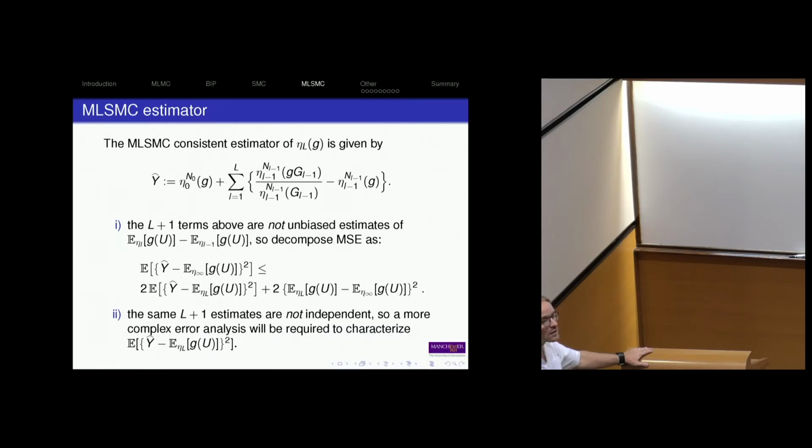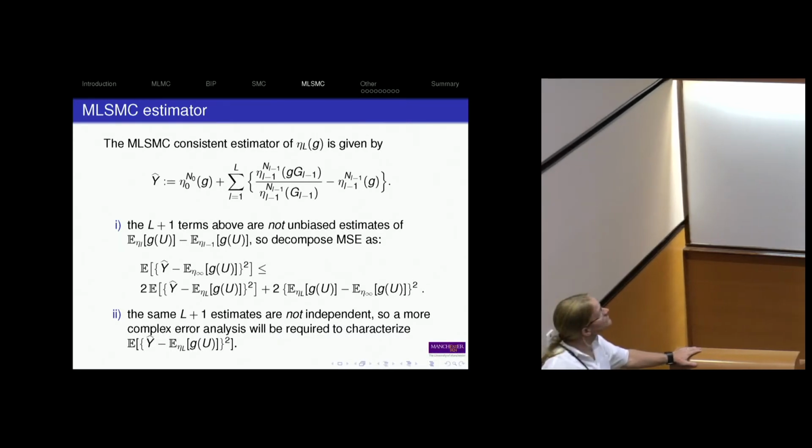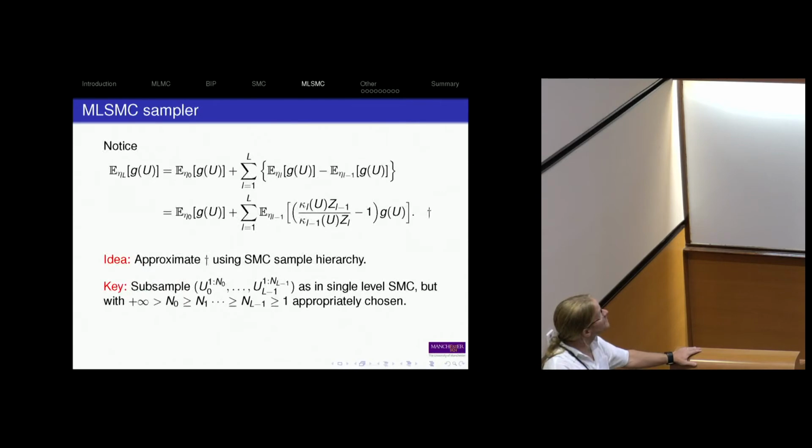What's the big G? Big G is the ratio of the unnormalized densities. So G_{L-1} would be kappa_L divided by kappa_{L-1}. So this thing here is approximating this thing here consistently. Not unbiased, but consistent. Okay, so it's consistent.